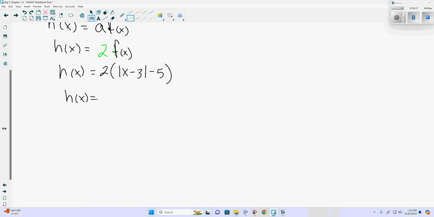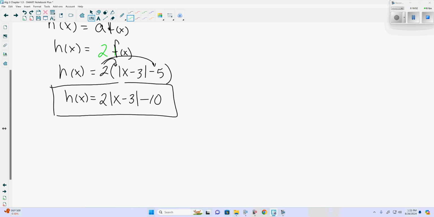Now the next step is going to be essentially the same thing we did with reflection across the x-axis, but instead of multiplying through by a negative, we're multiplying through by 2. So the 2 will multiply by the number in front of the absolute values, which would be 2 times the absolute value of x minus 3. And then we'd also have to do 2 times negative 5, which would be negative 10. Now there are no other like terms, so we get that h of x is equal to 2 times the absolute value of x minus 3, minus 10.